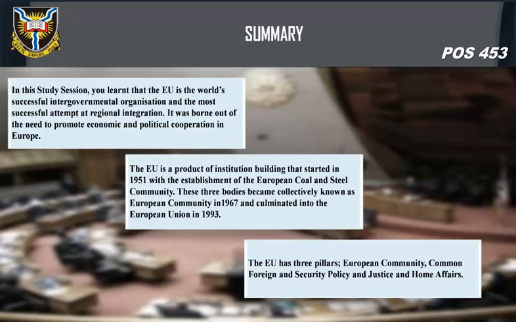Study session summary. In this study session, you learned that the EU is the world's most successful intergovernmental organization and the most successful attempt at regional integration. It was born out of the need to promote economic and political cooperation in Europe. The EU is a product of institution building that started in 1951 with the establishment of the European Coal and Steel Community. These three bodies became collectively known as the European Community in 1967 and culminated in the European Union in 1993. The EU has three pillars: European Community, Common Foreign and Security Policy, and Justice and Home Affairs.